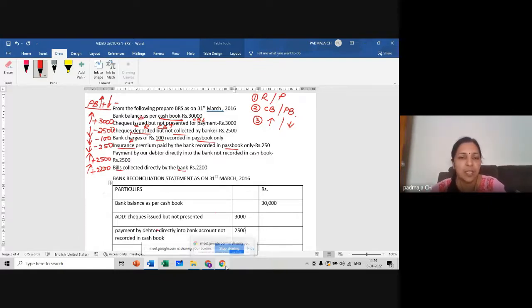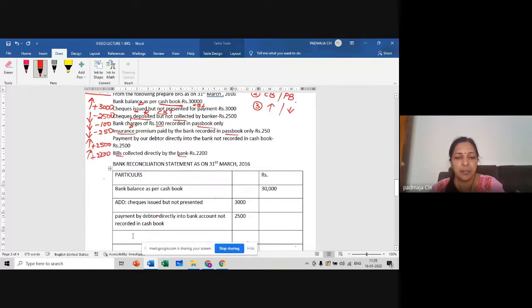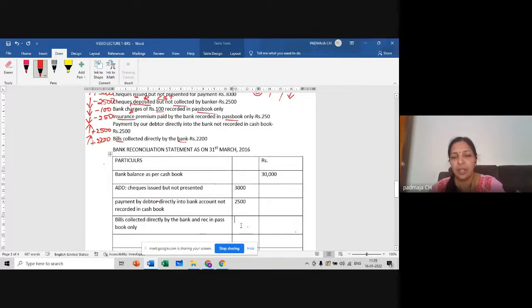What other add items are there? Bills directly collected by the bank. Third one, bills collected directly by the bank and recorded in passbook only. So it's a receipt recorded in passbook, which will increase the balance in passbook. So we need to add how much? 2200. So these are the three add items that are there.